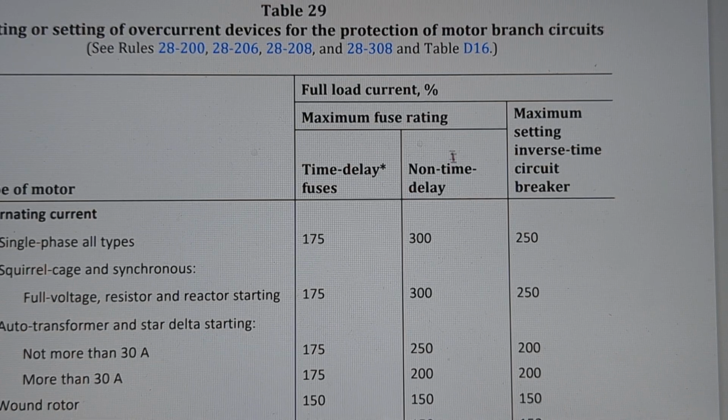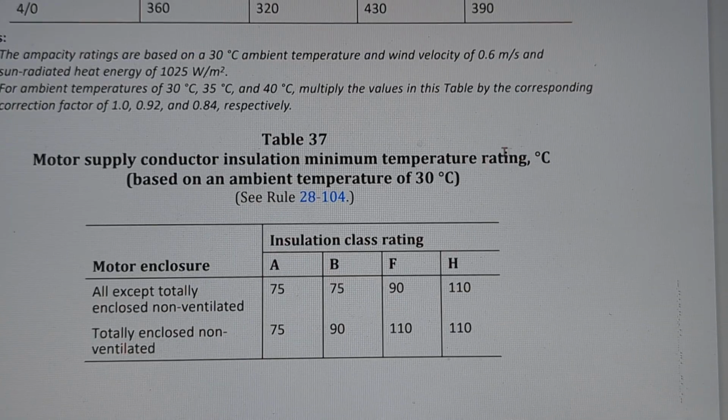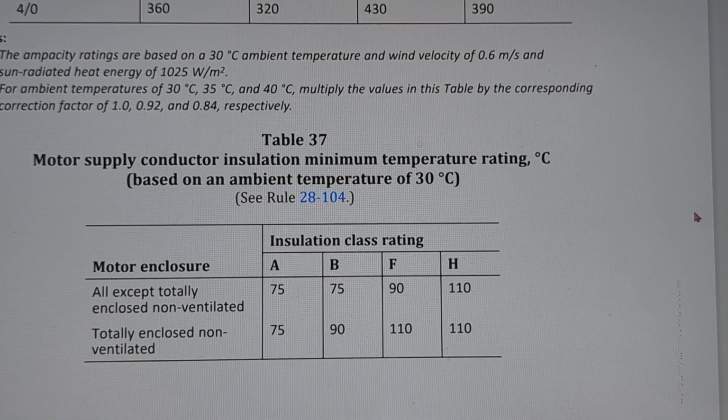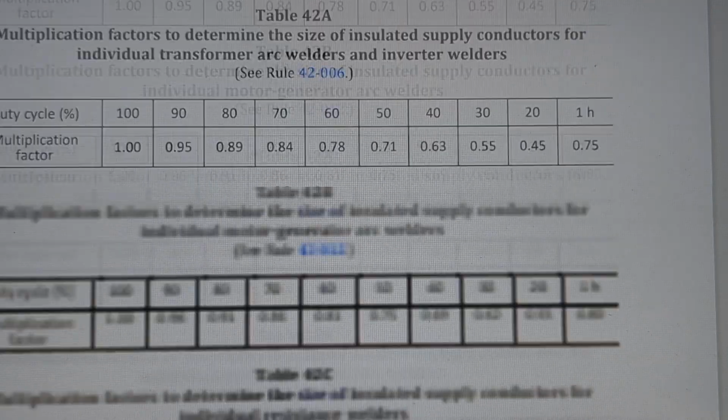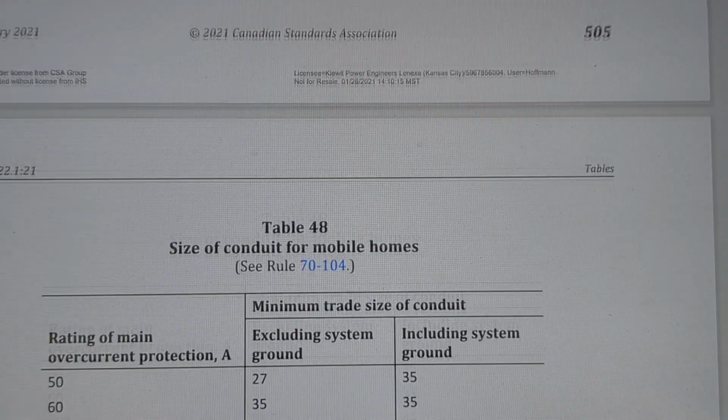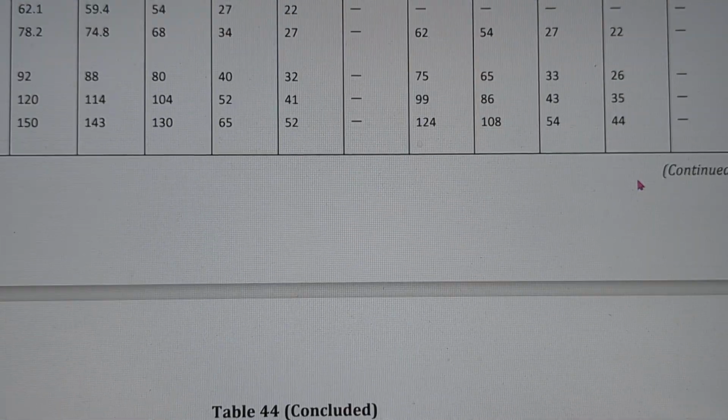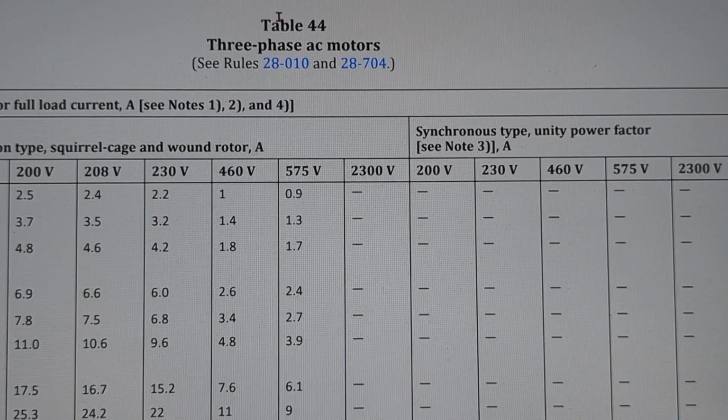Then move on to table 37. Table 37 is for the insulation temperature. So this is also very important. You will use it for chapter 28 for motors. Now move on to table 44 for the motors. Table 44, 3-phase AC motors.